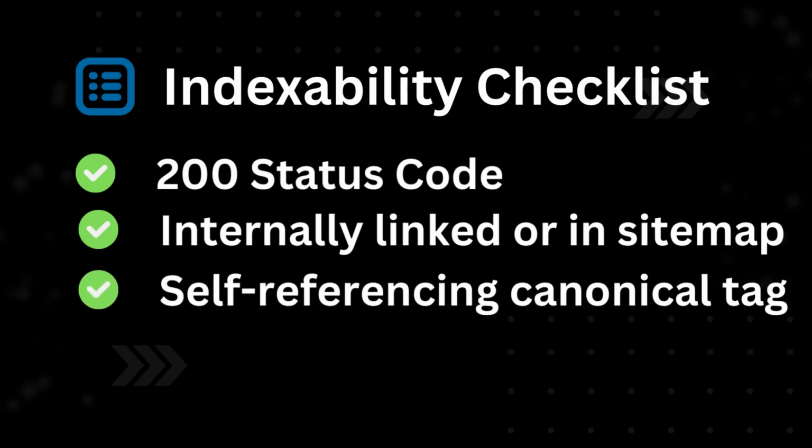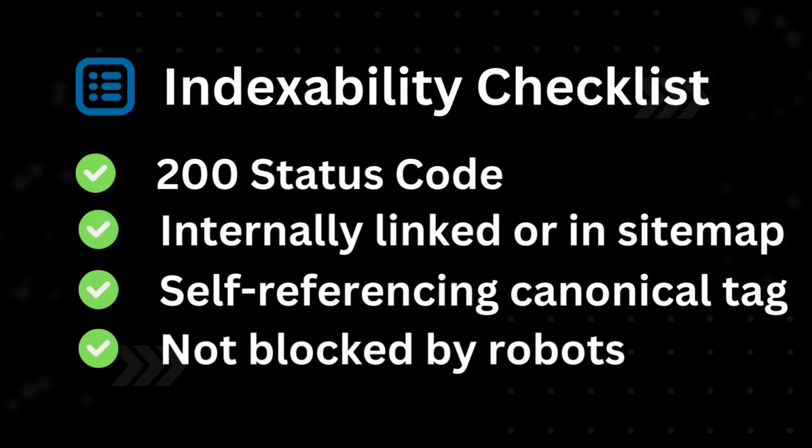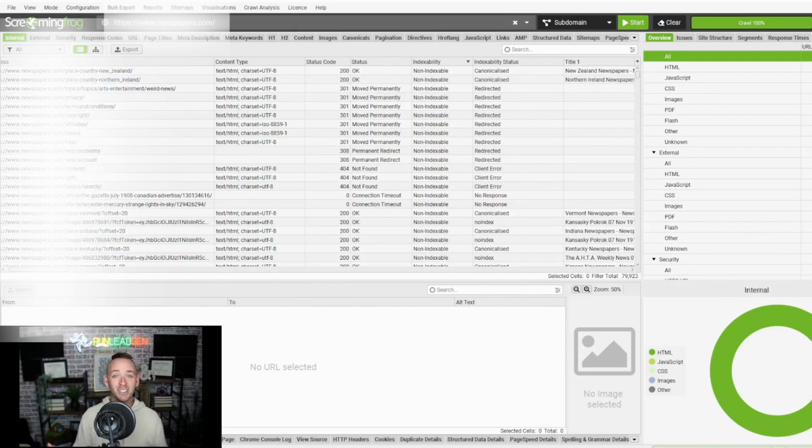Number 3, it has to have a self-referencing canonical, meaning you're not telling Google that there's another page that is more of a priority or more indicative of a particular keyword you want to rank for. It itself is the canonical URL. And then number 4, whether or not it is blocked by robots.txt in the robots.txt file or in the meta robots tag itself.